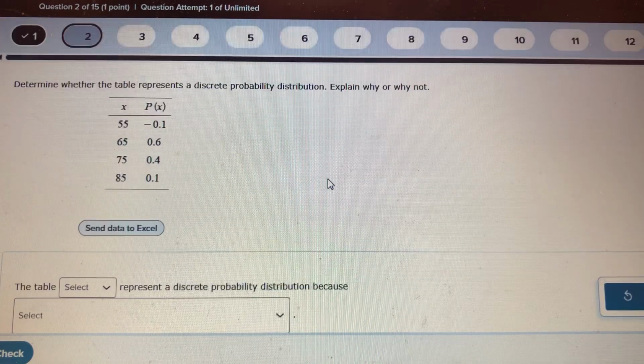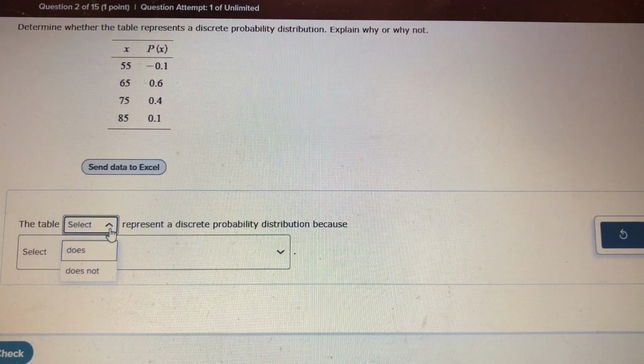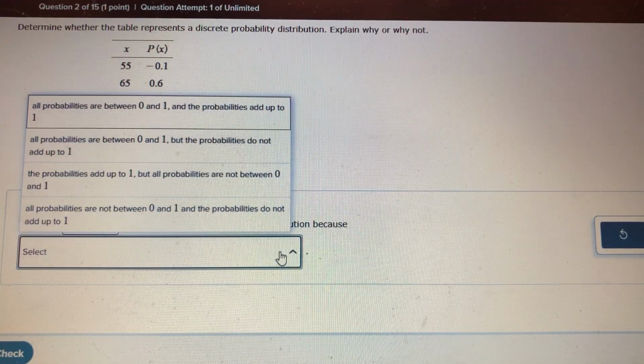So they have these first couple of problems where they ask you, is this a legitimate probability distribution or not? This table does not represent a discrete probability distribution because probability cannot be negative. So all probabilities have to be between 0 and 1.